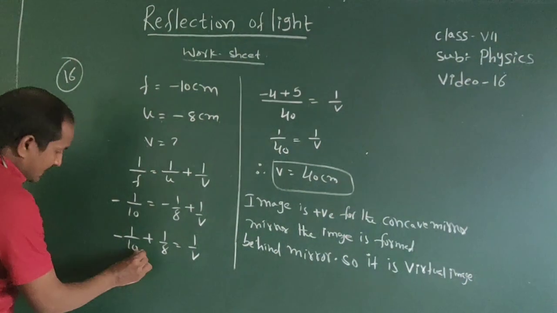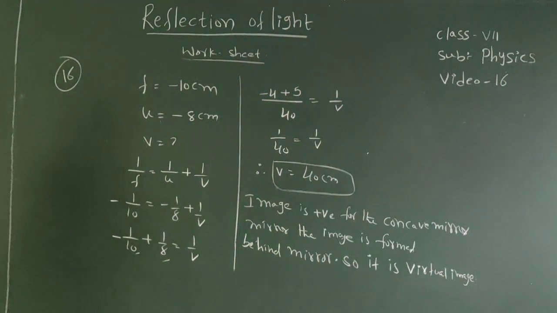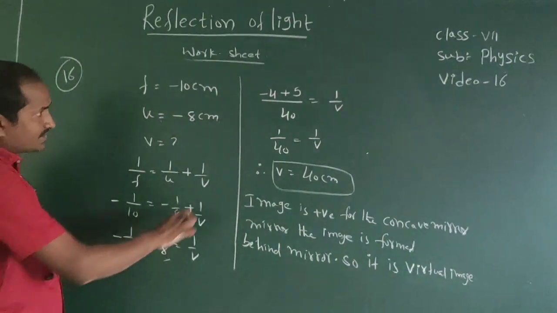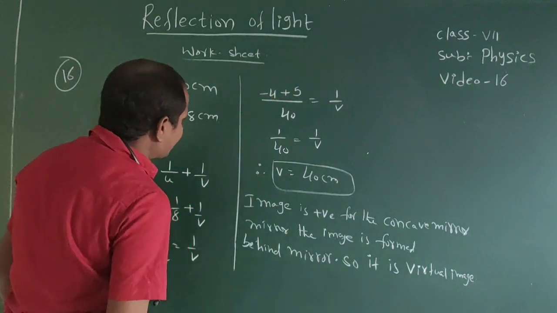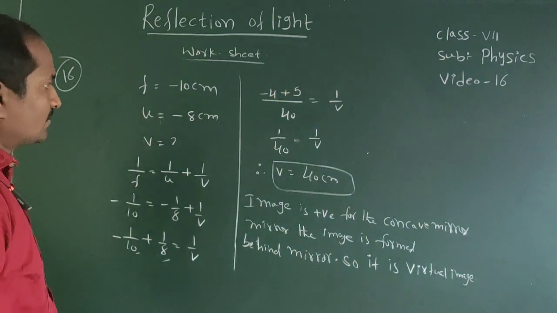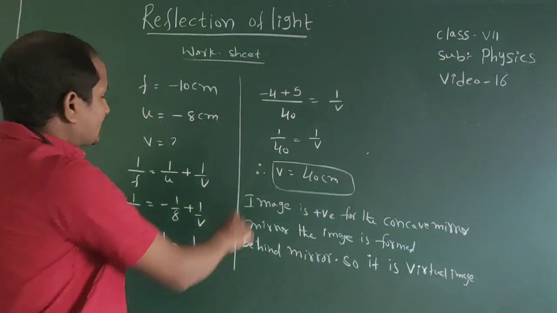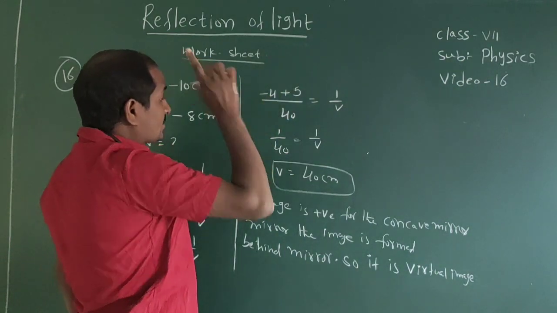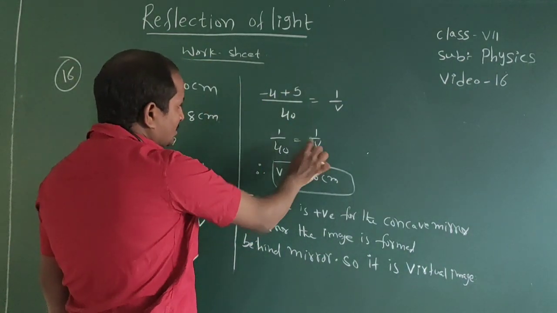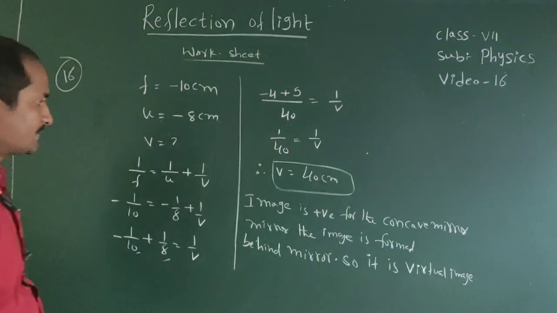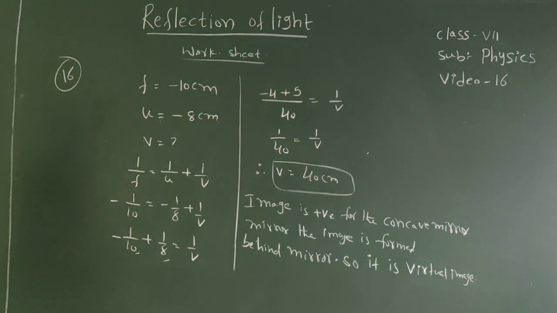So LCM for the 10 and 8 equal to 40. So here 4 times, here 5 times. So minus 4 plus 5 by 40 is equal to 1 by V. So here minus 4 plus 5 equal to 1. So 1 by 40 equal to 1 by V. Therefore V equal to 40 centimeters.